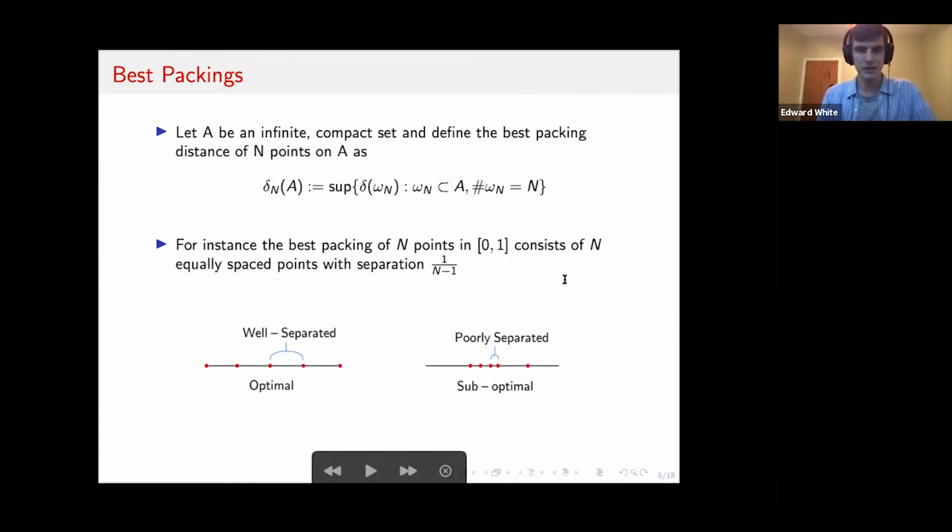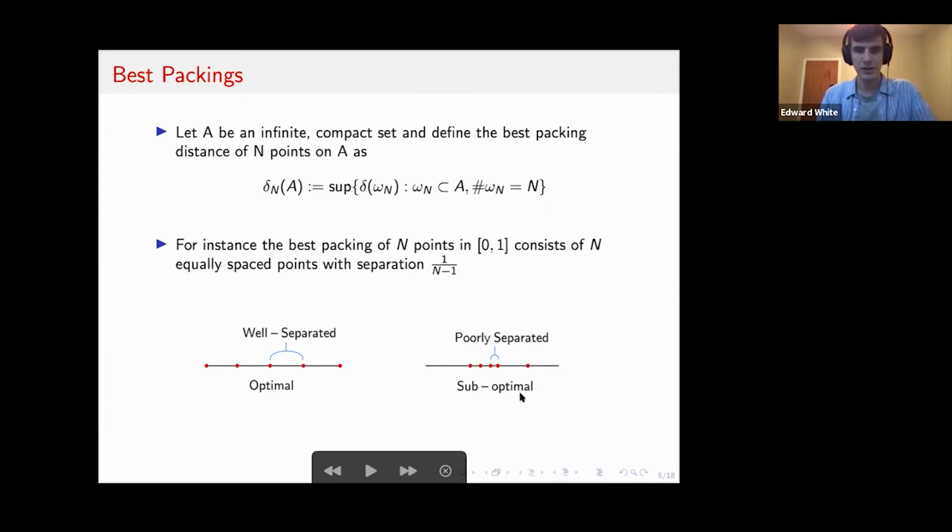So here, my number of points in my configurations is 5 in both cases. And over here on the left, we have the optimal packing, where I put 2 points at the endpoints and then divide up the rest of the interior of the interval into 4 equally spaced subintervals, and then place my points at the subdivision of each of those subintervals. So this gives us a good separation between each point of the configuration and its nearest neighbors.